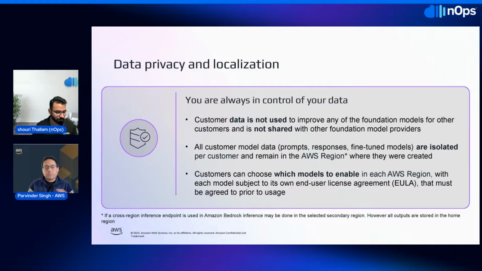Data stays within the region where you've created it, and you can choose which models to enable in which region. For example, if an API request comes from the Frankfurt region and the data is in the Frankfurt region, that's up to you. You can choose in which region you want to put the data. So we provide choices to customers across model access, region, and security. Next slide, please.